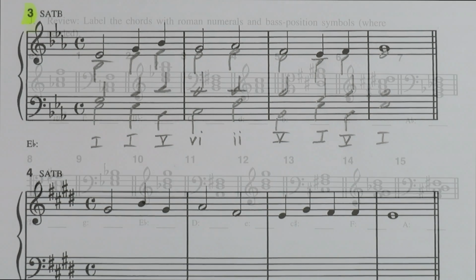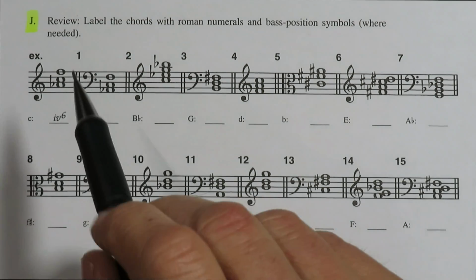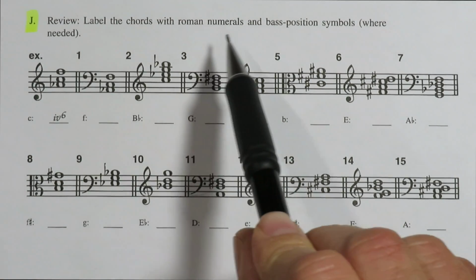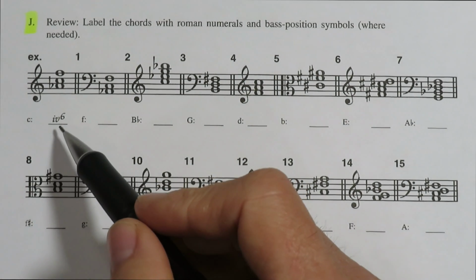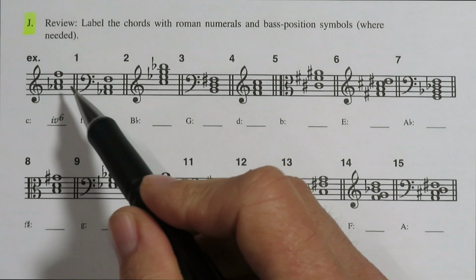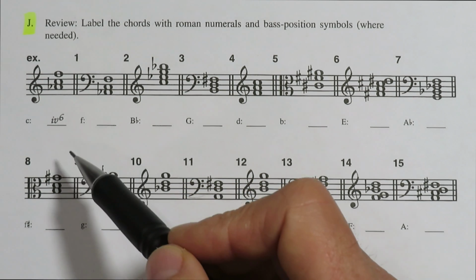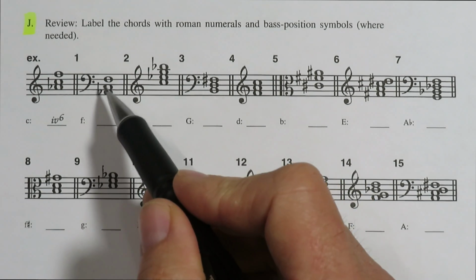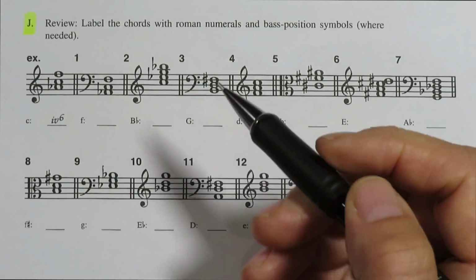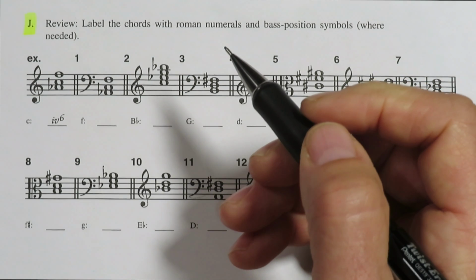Okay, and here we are, part J. We are to label the chords with Roman numerals and bass position symbols where needed. Okay, so here's an example. C minor, the 4 chord would be F minor, and it's in first inversion. Okay, so here we go, bass clef, F minor, and we have A flat, C, F.